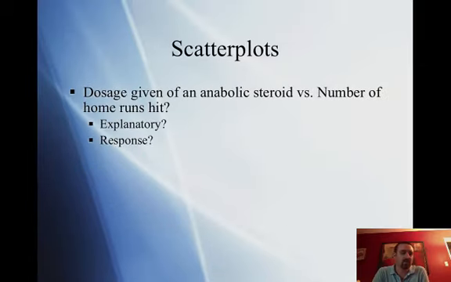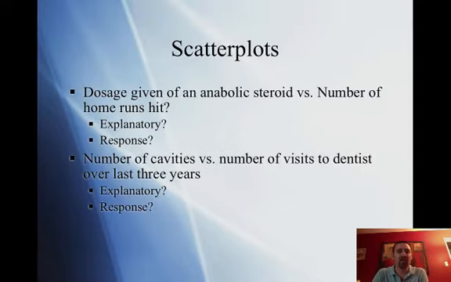Here's the idea. Dosage of a given anabolic steroid versus the number of home runs hit. If I were to tell you Barry Bonds had this much steroid versus this many home runs, and Sammy Sosa had, it's a silly example, but if I gave you the dosage versus the number of home runs just as a data point, how would you decide which one was the explanatory and which was the response? To me, I think the amount of steroids explains the number of home runs. So I would tend to put steroids on the x-axis and number of home runs on the y-axis in that case. It just depends on your point of view, really.